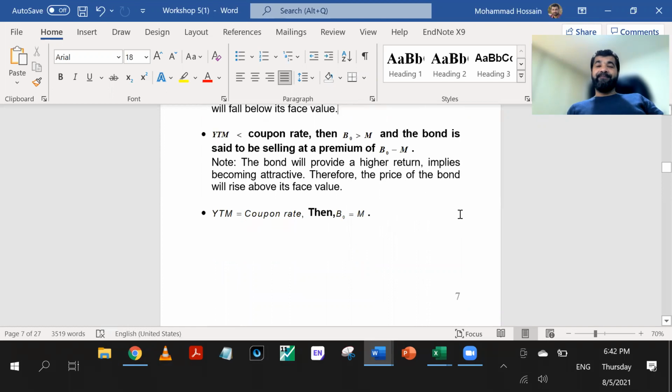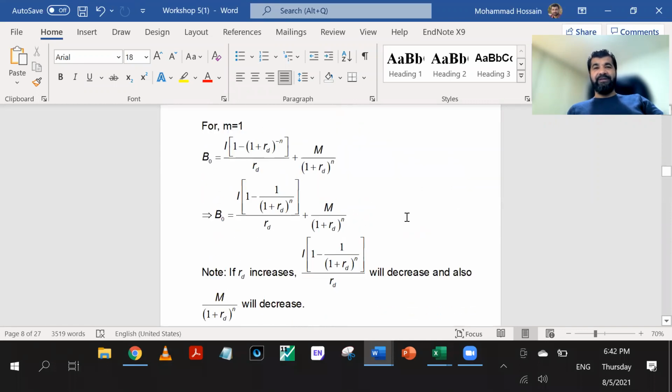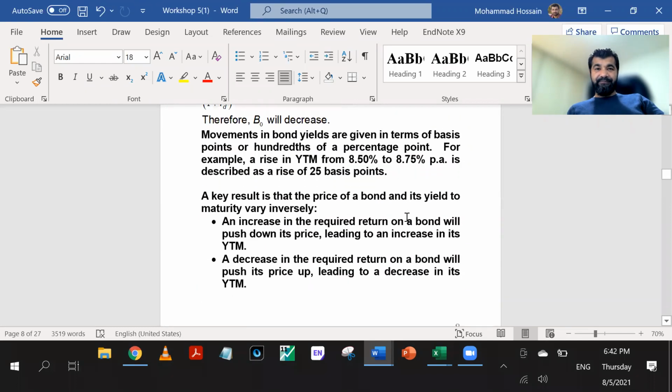If YTM is less than the coupon rate, the bond value is greater than the par value. So the value of the bond increases. And if it is the same, there is nothing wrong in there. YTM will decrease. That's a simple thing. All right, so there's nothing much in here.